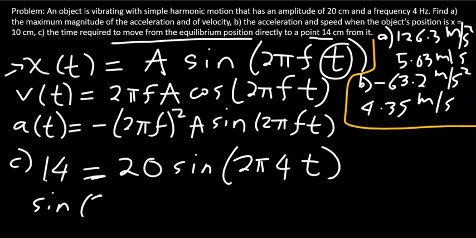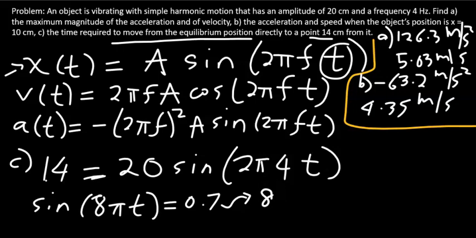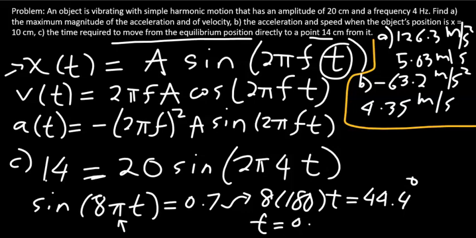Sine 8 pi t is 0.7. So let's do this calculation in degrees. That means 8 pi radian is 180 degrees, and t is the time we are looking for. Arc sine of 0.7 is 44.4 degrees. Solving for t, we get 0.031 second for the time. And that solves the problem.